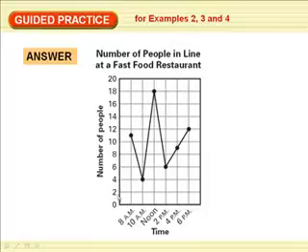Hey, why are there more people? Look at what happened between 8 and noon. It dipped down because not many people go to eat at a fast food restaurant. At noon, a lot of people go eat at the fast food restaurant, and then again at 6. You can tell the peak times. Breakfast, here's lunch, and here's dinner right here.